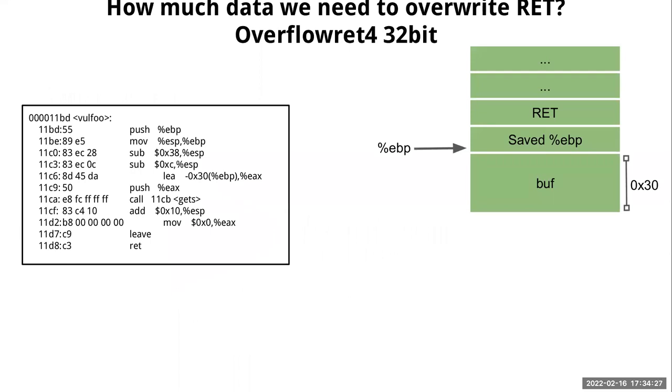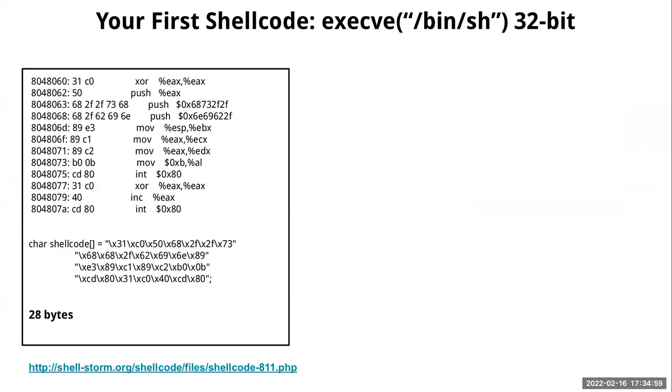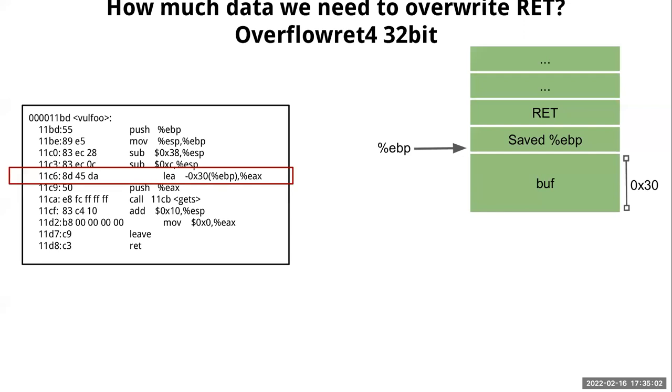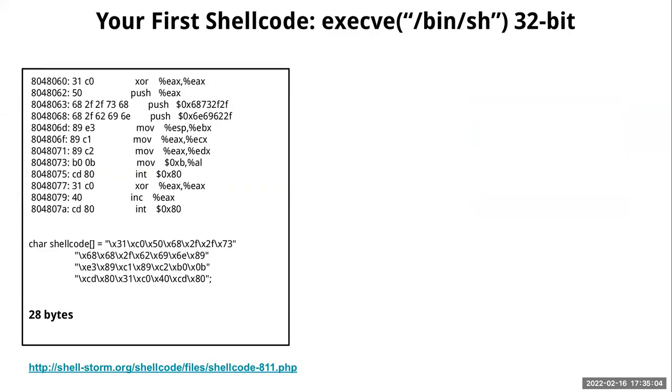Okay, so look at the example code again. In this case, first we find out where the buffer is. If we disassemble the code, we can see the buffer is actually at EBP minus 30 in hex. At the C code level, the buffer is 30 bytes. However, at the assembly level, it's not 30 bytes. It's 30 in hex, which is 48 bytes, actually. Then 48 bytes in this case is big enough for us to put something called shellcode here, okay?